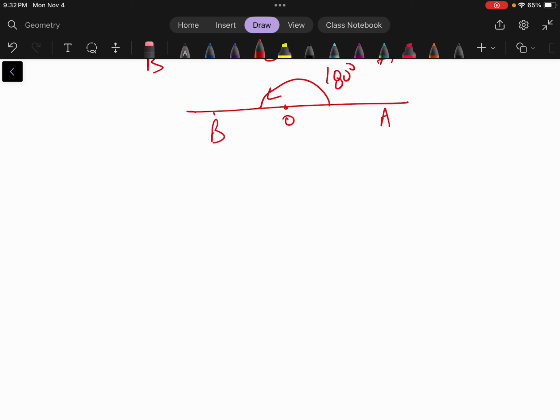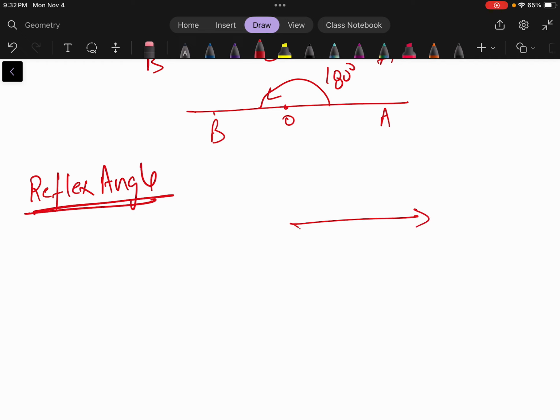Now next comes the reflection angle. So what is a reflection angle? The rotation of a terminal ray continues and the angle formed is more than 180 degrees. This is ray OA, and this is B, and the ray is terminating at this point. So this angle is more than 180 degrees.